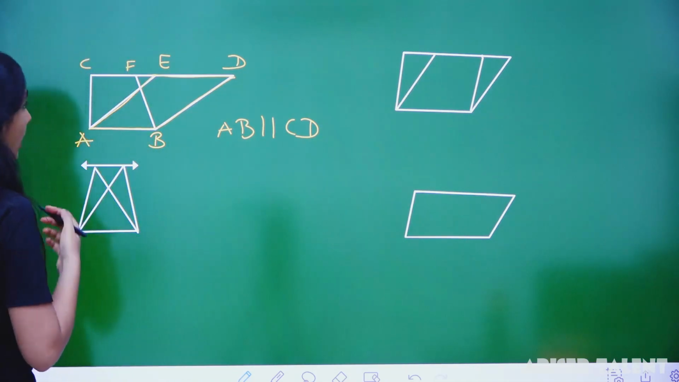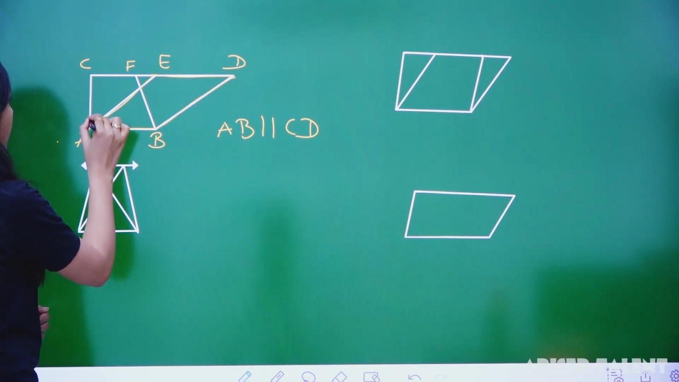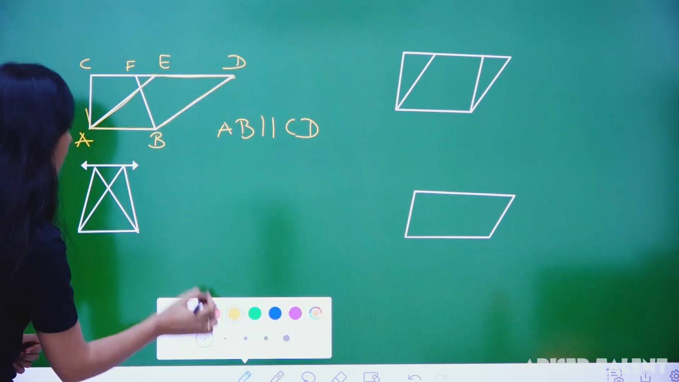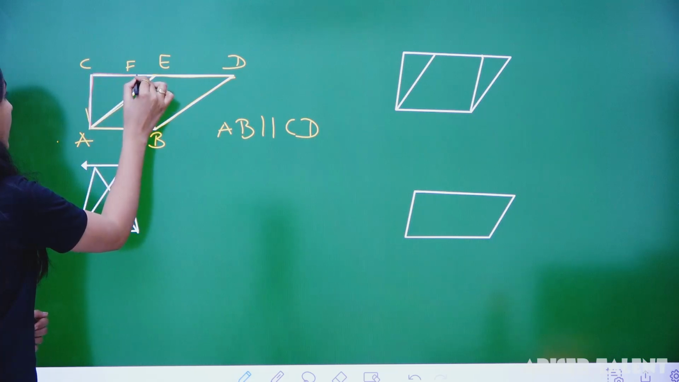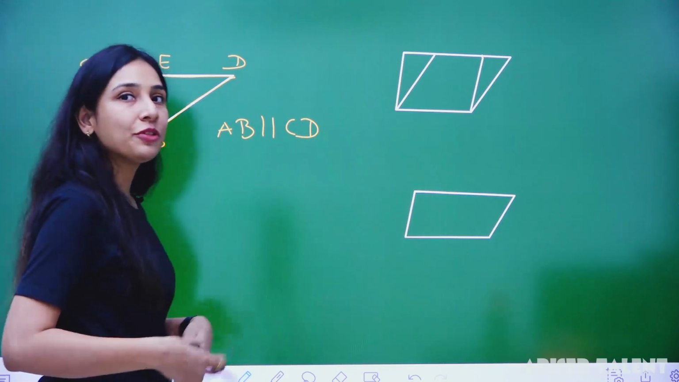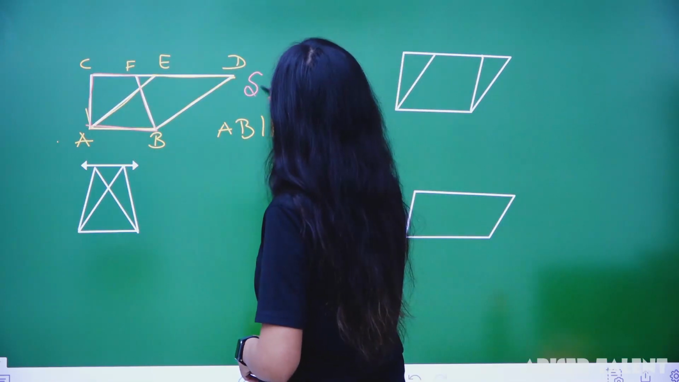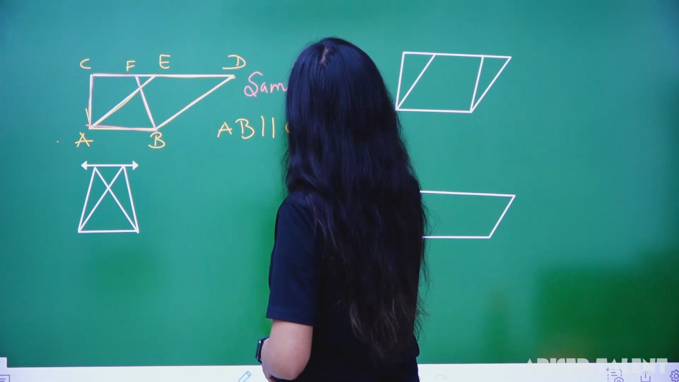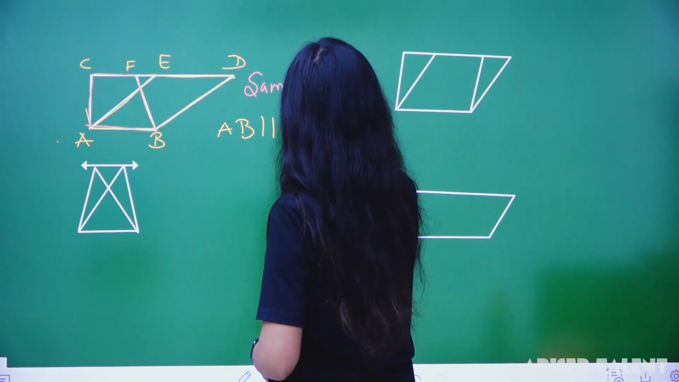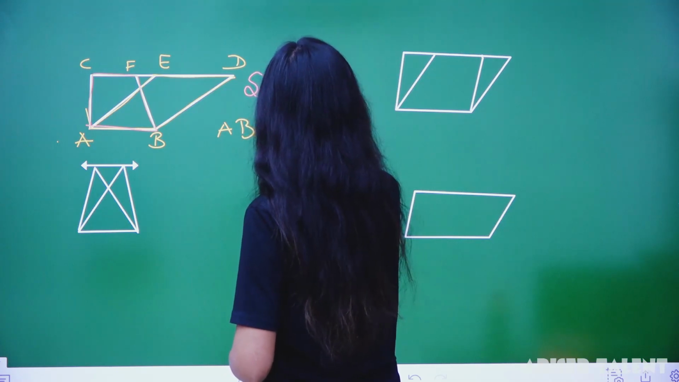And we are having this ACFB, a quadrilateral here. Surely between the same base AB. So, same base is AB.